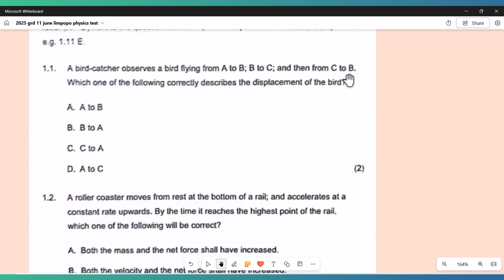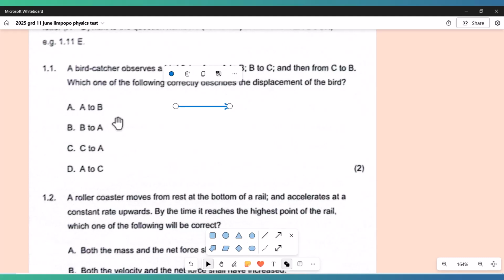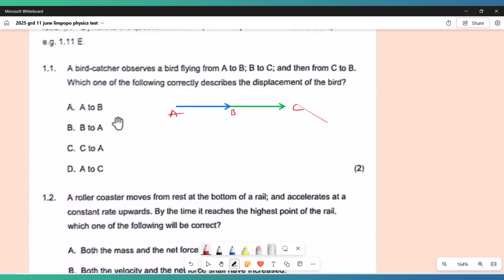Let's say the bird begins from A to B, like this. So this is A up to B, and then they said from B to C. Now from B to C, that is B, and then to C. After saying B to C, what happens next?